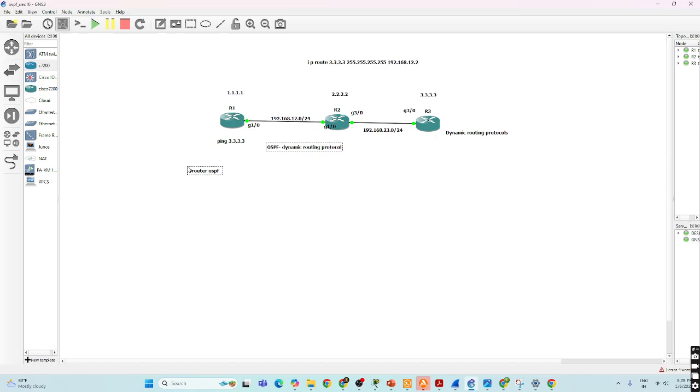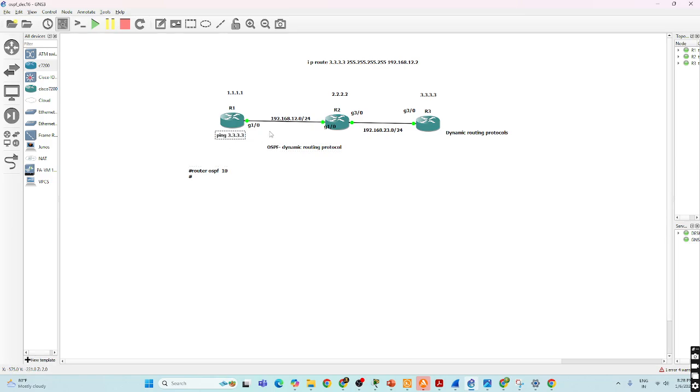You can give anything up to 65,535. Router OSPF, suppose I'm giving 10 as the autonomous system number. Just a random number; you can give anything between 0 and 65,535. Router OSPF 10, then you will enter into OSPF and then advertise your own networks.